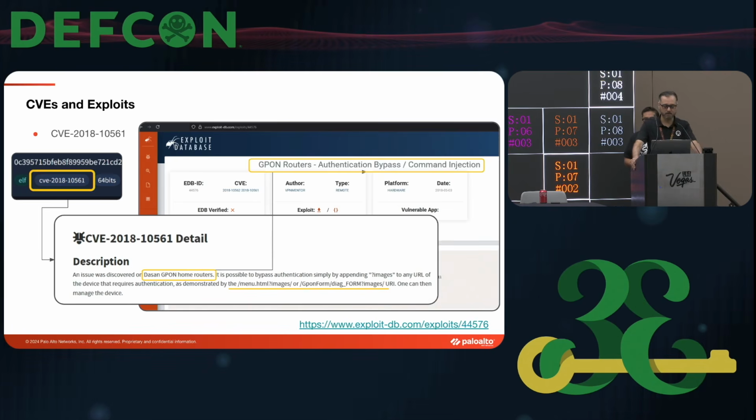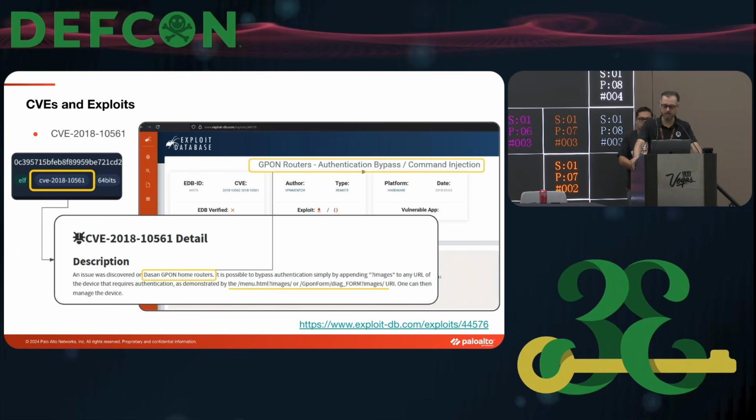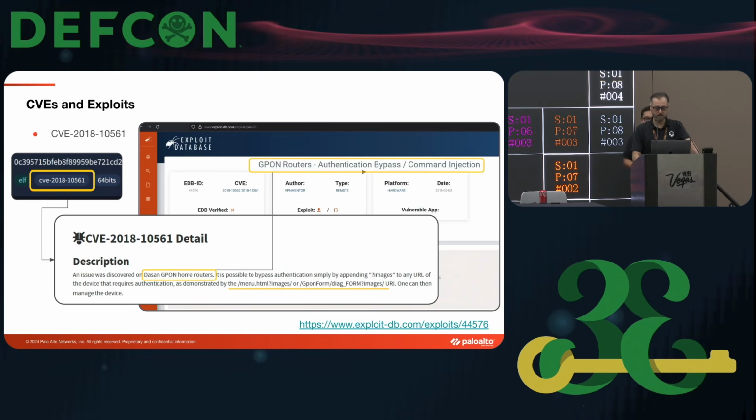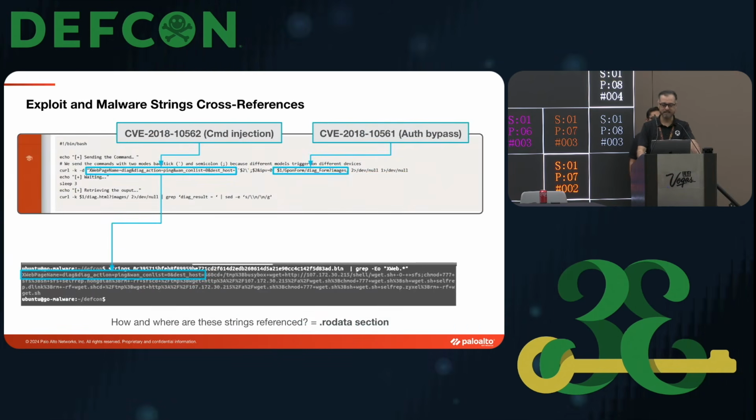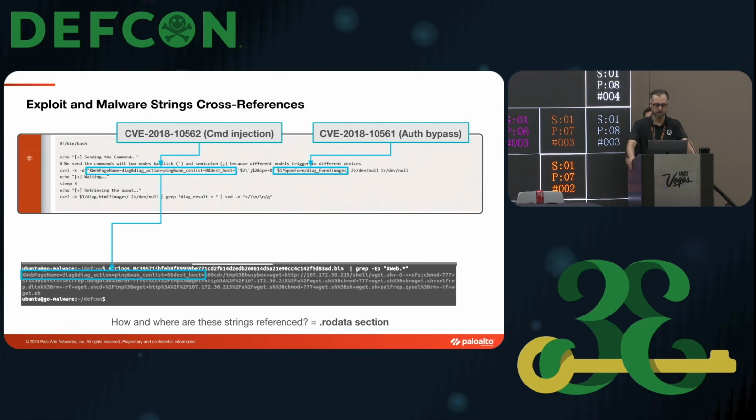So let's see about CVEs and exploits. We have a clue, there's at least one. When we try to find an exploit for that, we identify that the Exploit Database has at least one hit. This one is mentioned in the GPON routers. It has authentication bypass and command injection. If we read the description of this CVE, it targets the Dasan GPON home routers. And you will see some URIs also included in here. The next slide is just a little bit of the content of the exploit.